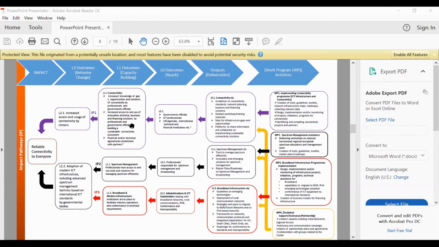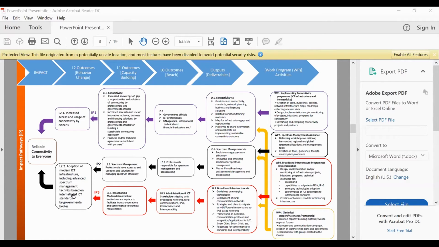For this, we want to increase the knowledge of gaps, opportunities, and solutions of connectivity to professionals. Also increase access to and use of innovative technical, business, and financial solutions. Also financial and/or technical agreements established. Here is the reach, who do we want to reach with this, because of course with this work we cannot reach directly the public, but we can assist the governments, ICT professionals, UN agencies who can work then in the regions. These are the outputs we can provide, deliverables like guidelines, workshops, maps, and here are the activities we are doing or planning to do.